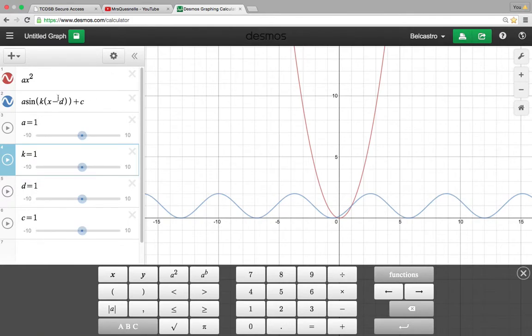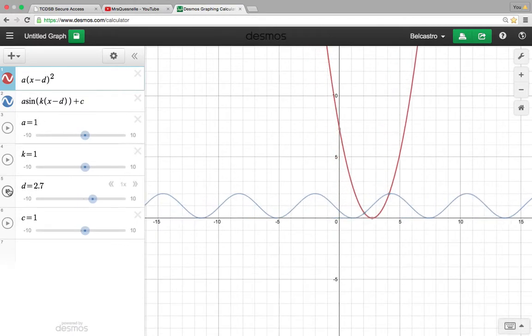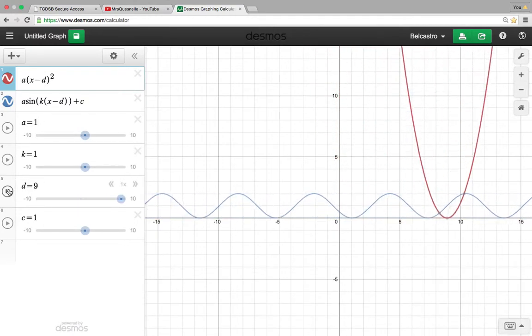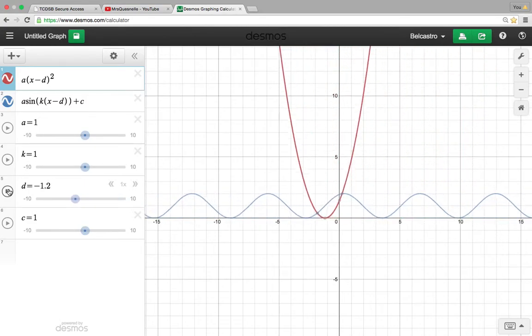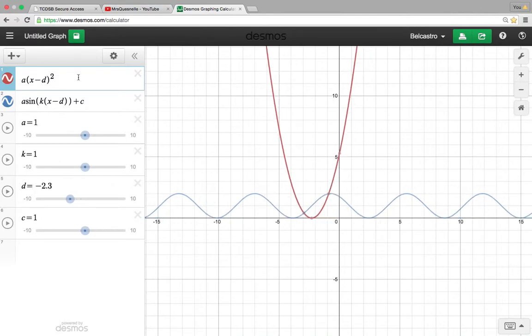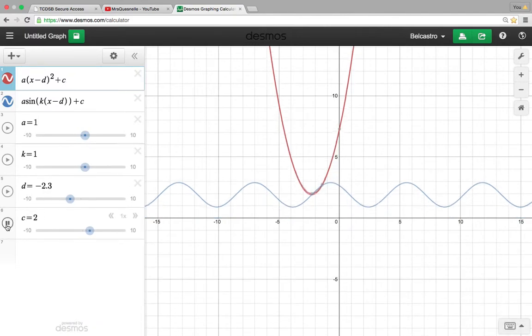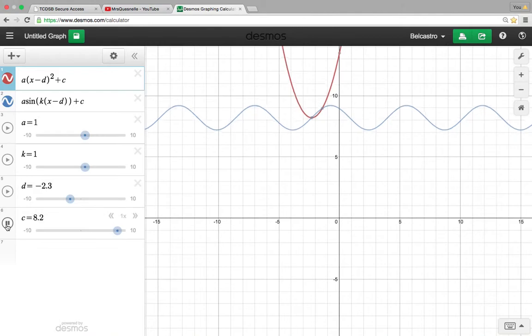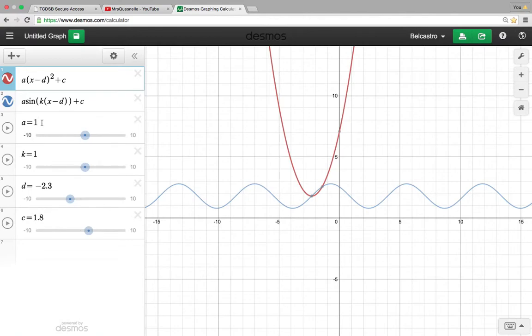D is horizontal movements. This is normally what we called the h function before, but with d you'll see that everything's moving to the right or to the left. Similar to a quadratic, all these movements are the same, it's just a very different function. And this used to be the k value with a quadratic, but it's c, and c has to do with vertical movements, up and down. Very similar stuff. The only major difference is we usually don't deal with k in a quadratic, and that has to do with stuff moving back and forth.